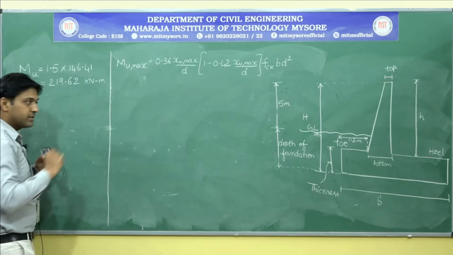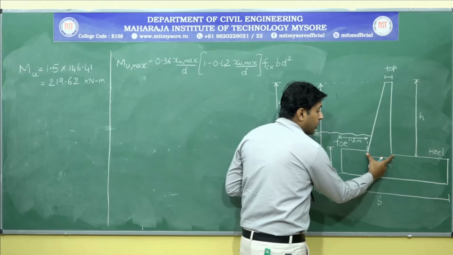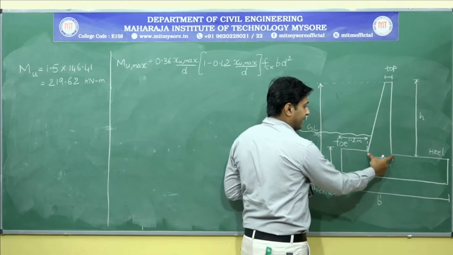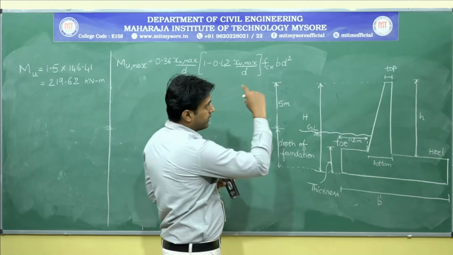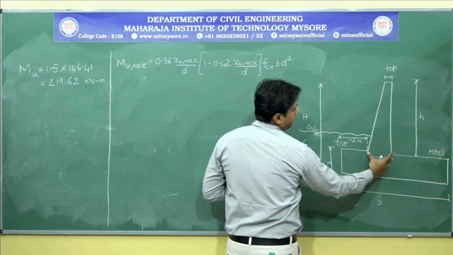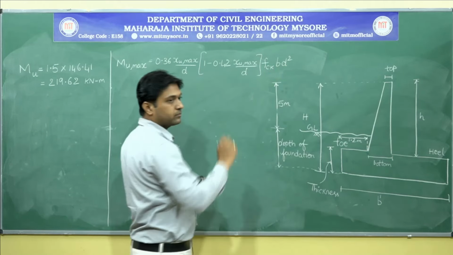So why are we doing all these things? The heading was to calculate the bottom stem thickness. I am calculating the thickness. Thickness is nothing but the depth. So don't think the depth is a vertical portion. For time being, I will be assuming this as the depth. I want to calculate this.